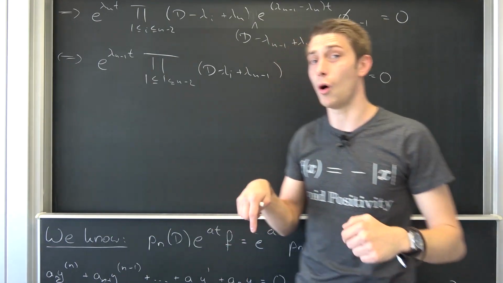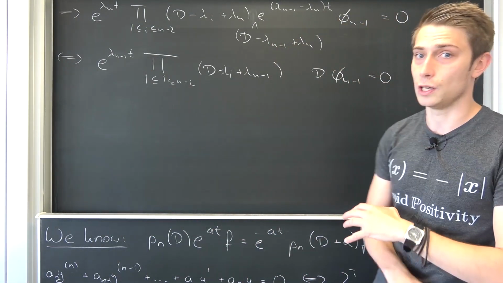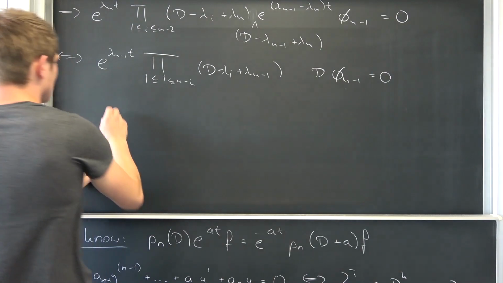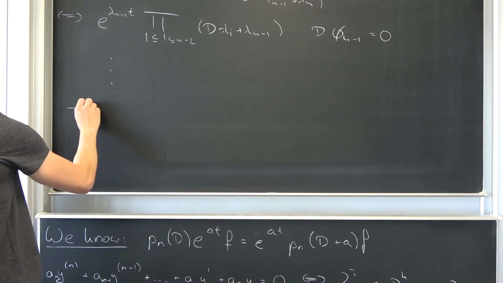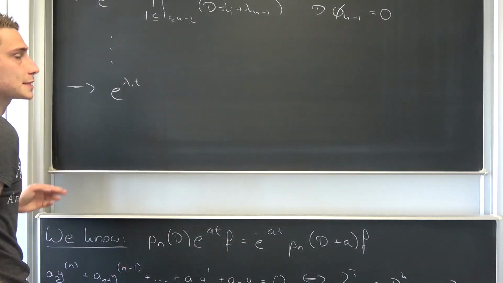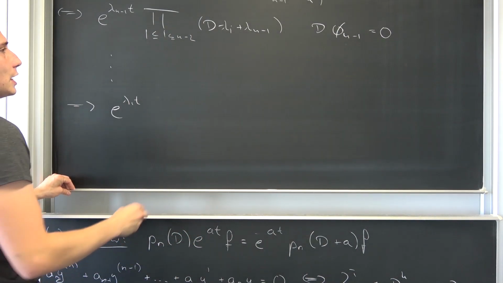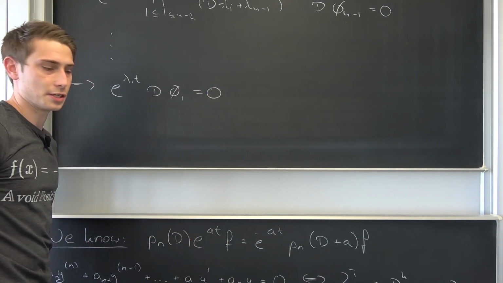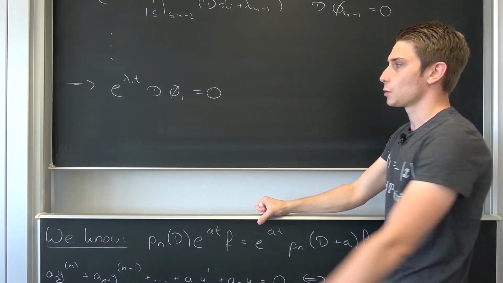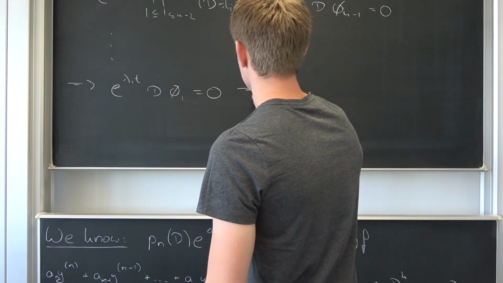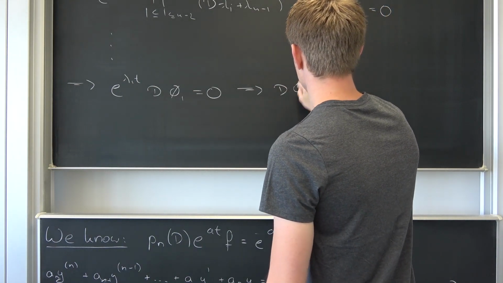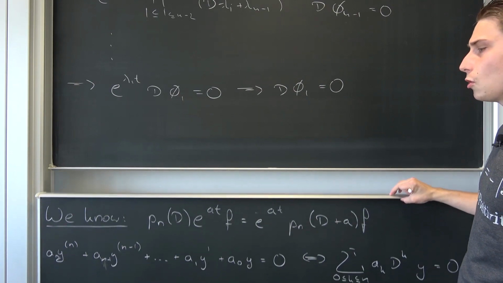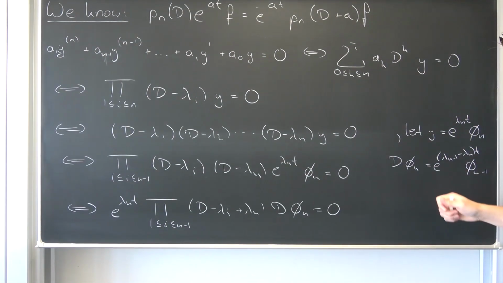Recursively, we are going to go all the way down right here. Okay, we are going to eliminate everything up until we are left with a certain phi right here. So after a lot of iterations, we are going to be left with e to the lambda 1 times t. But also, we are going to have d phi 1 being equal to 0. Now we can multiply both sides by this exponential function, meaning we are going to have d phi 1 is nothing but 0.